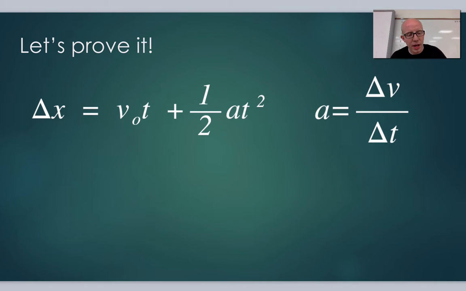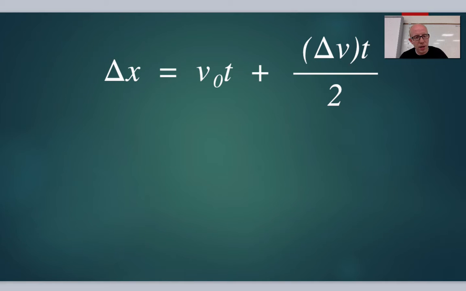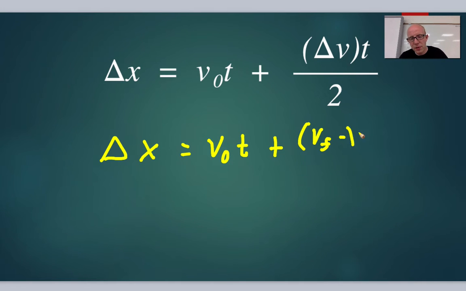And so when we do that, we end up with this. Okay. Change of x equals v naught t plus change in v times t over 2. And now we can separate out the definition of change in v. Okay. So if we just think about the pure definition of delta, right, it's v final minus v initial times time over 2.